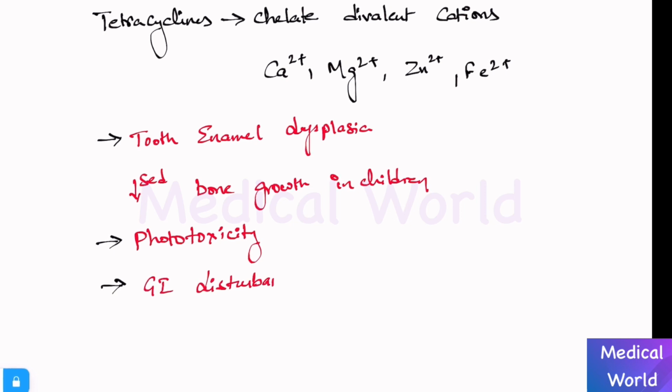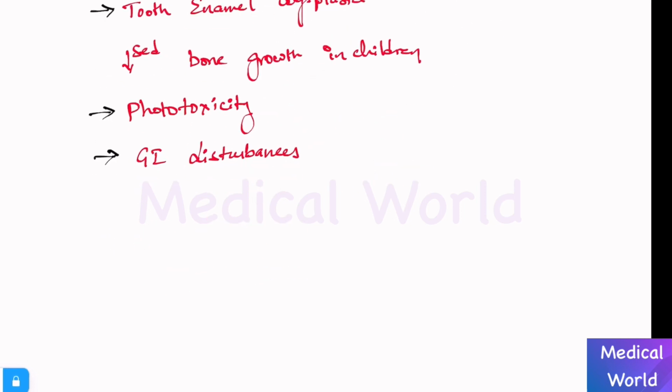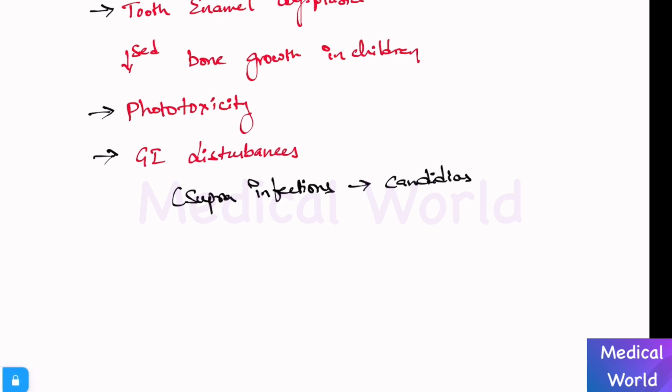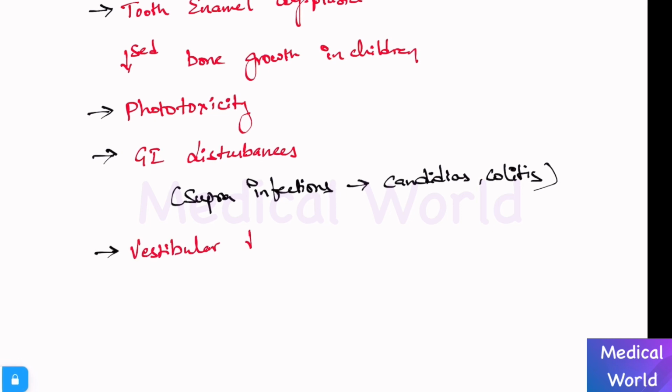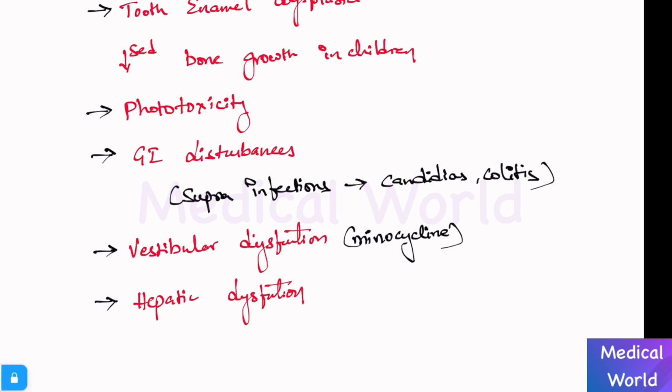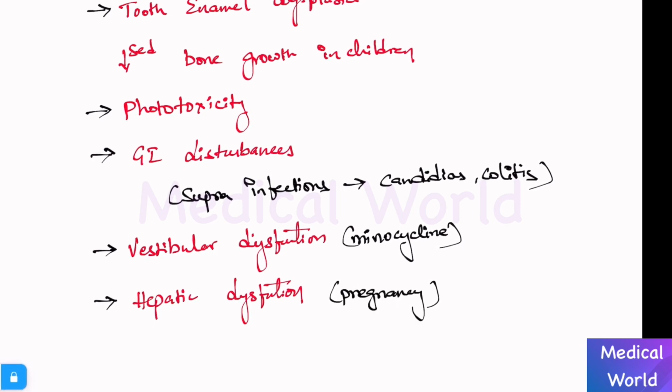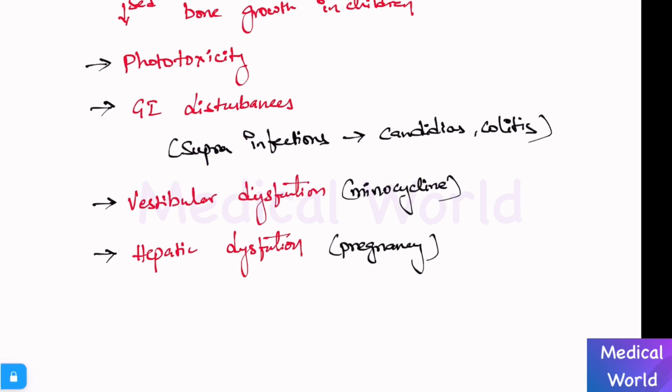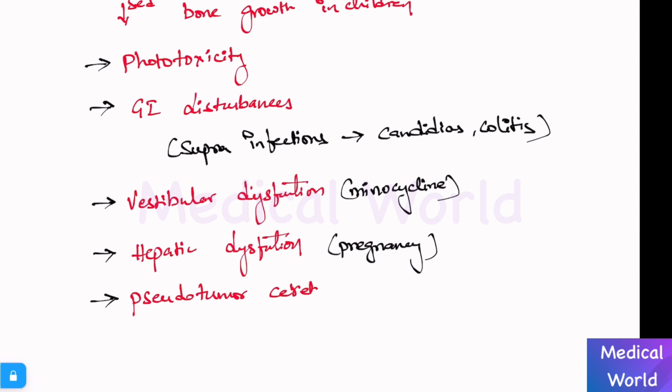Along with this, general gastrointestinal disturbances like nausea and vomiting can occur. Superinfections are more common with tetracyclines, like candidiasis and colitis. Vestibular disturbances are most commonly seen with minocycline. Pregnant women on high exposure to tetracyclines can develop hepatic dysfunction. This drug can also cause pseudotumor cerebri in infants. So this is a very teratogenic drug.